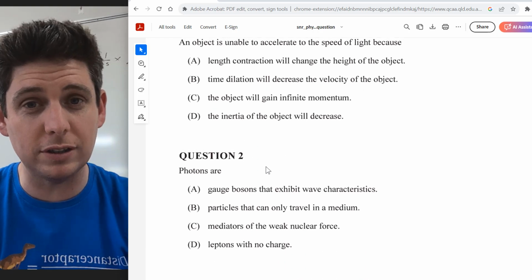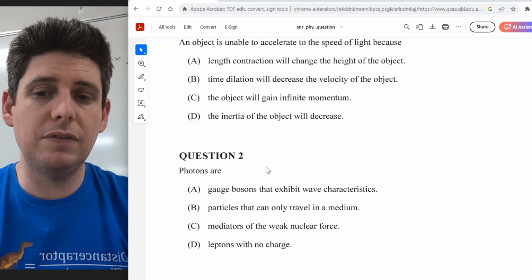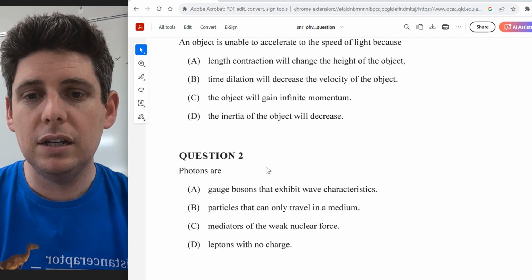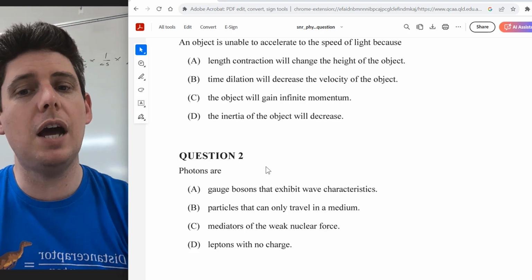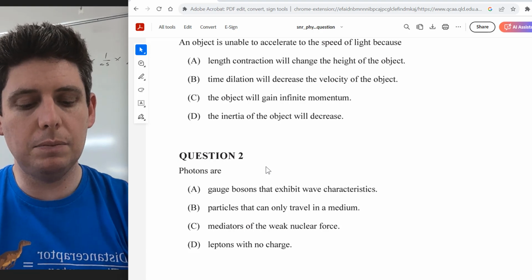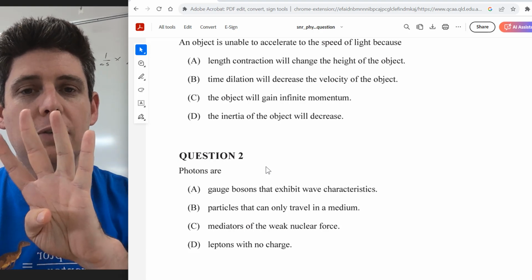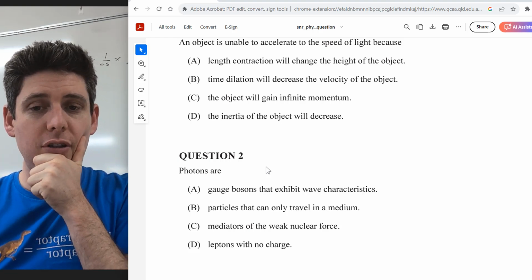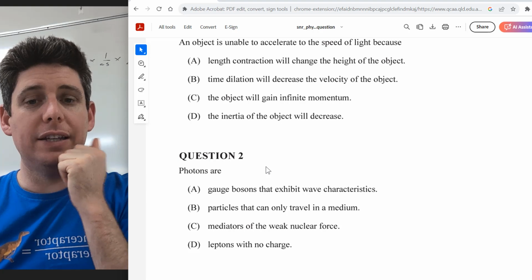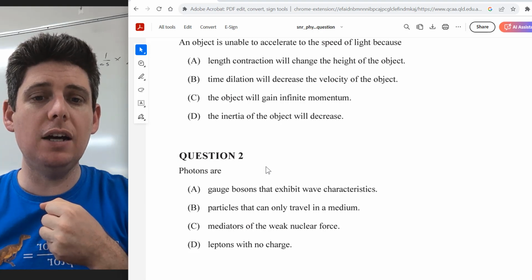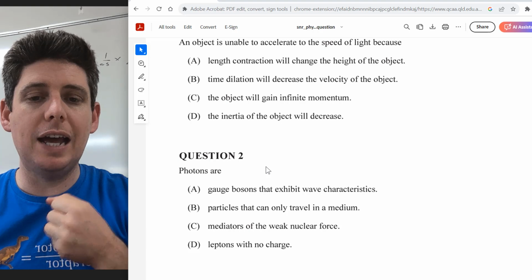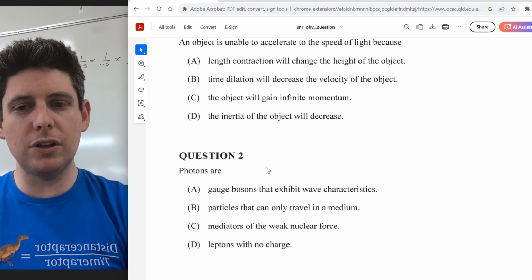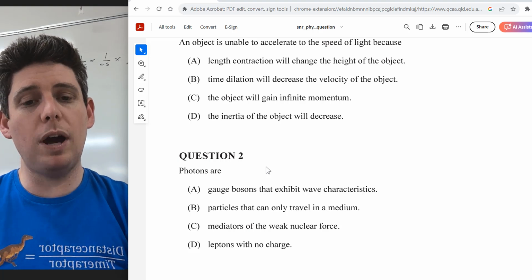Question 2, photons. So this is part of our standard model. I did make a summary video on this if you want to check it out. But photons are one of the particles in the four fundamental forces. Photons are part of the gauge bosons. That's what they are. And they are part of the electromagnetic force. So they are a gauge boson and they exhibit wave characteristics.